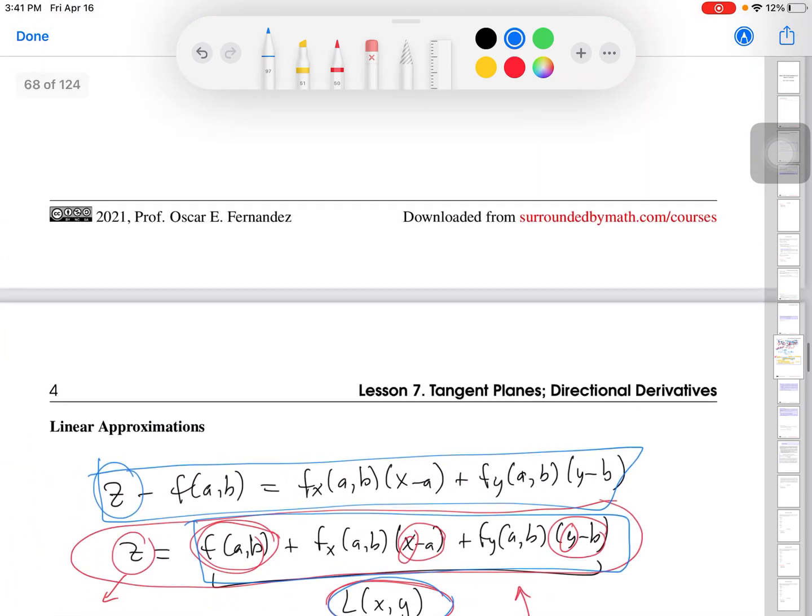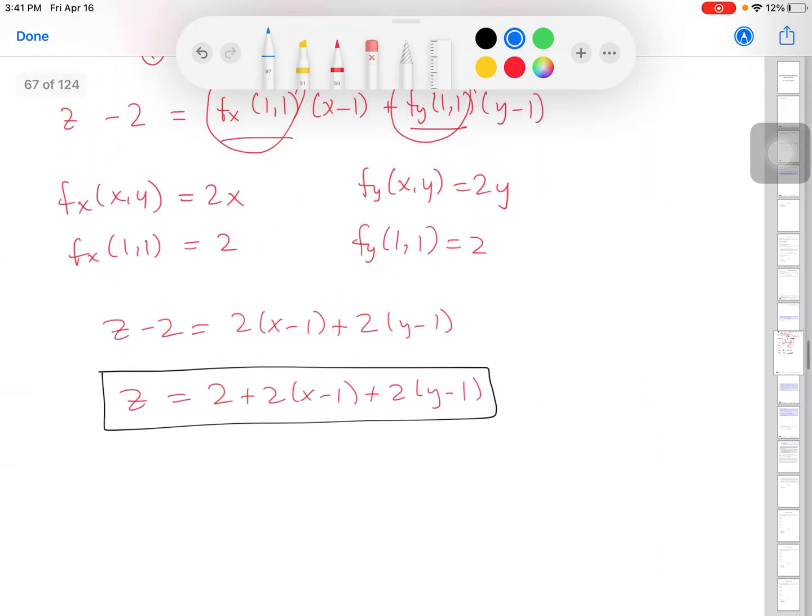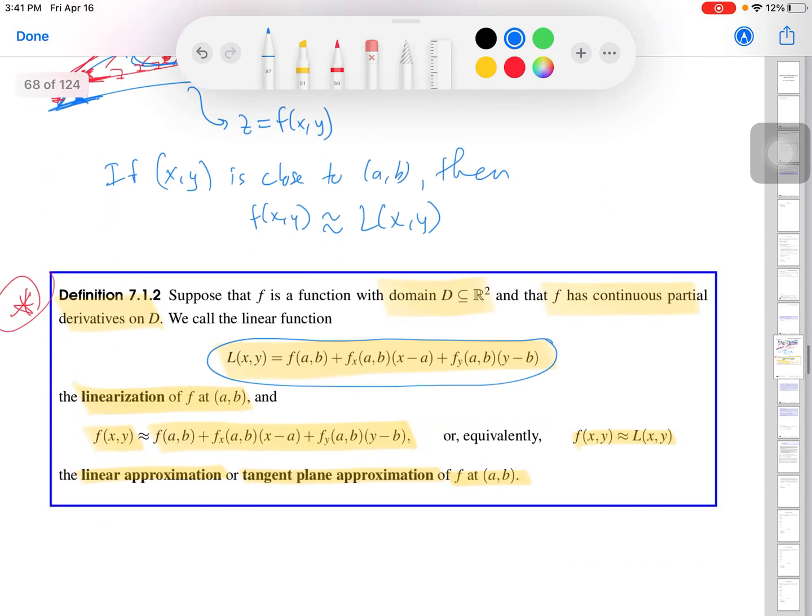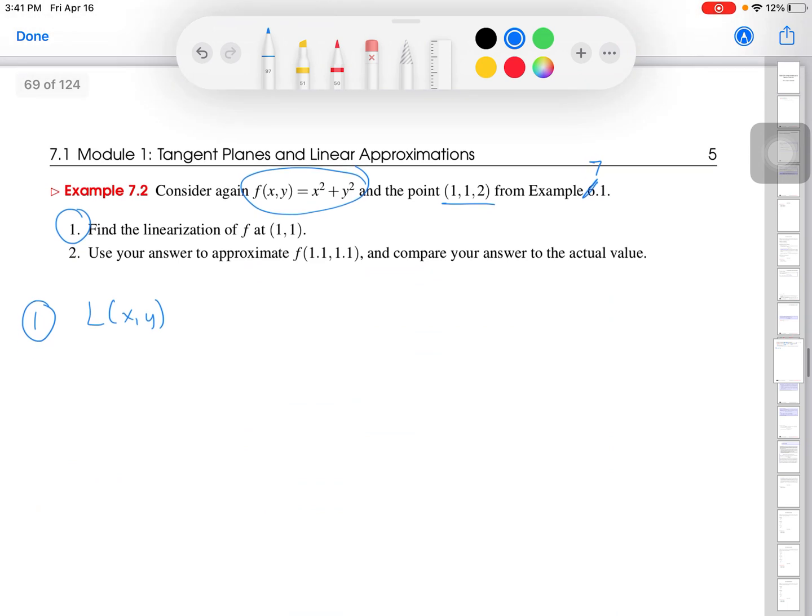So if I scroll up even further to where we had done our original example, there it is. We had already solved for z. So this thing is the linearization. That is L of (x, y). So I'm going to write it down here. That was 2 plus 2 times (x minus 1) plus 2 times (y minus 1). And then number 2, use your answer to approximate this value.